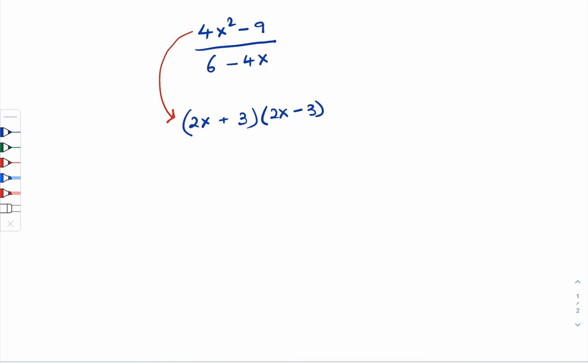The bottom, if I compare the 6 and the negative 4x, I can see that 2 is a common factor, so I'm going to pull the 2 out.